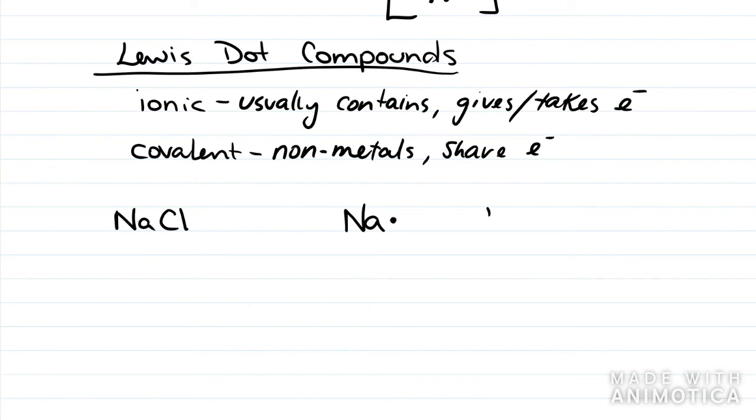Our chlorine, if you look, is in group 17. And in group 17, all of the elements in that column have 7 electrons in the outer shell. Well, this is an ionic compound because this is a metal. Na is a metal.